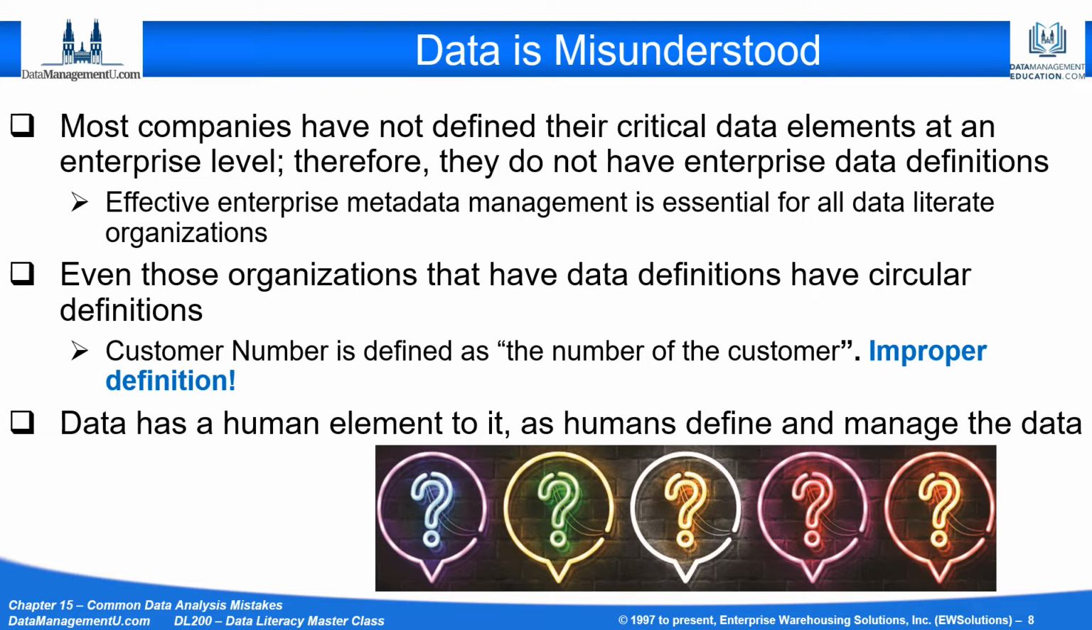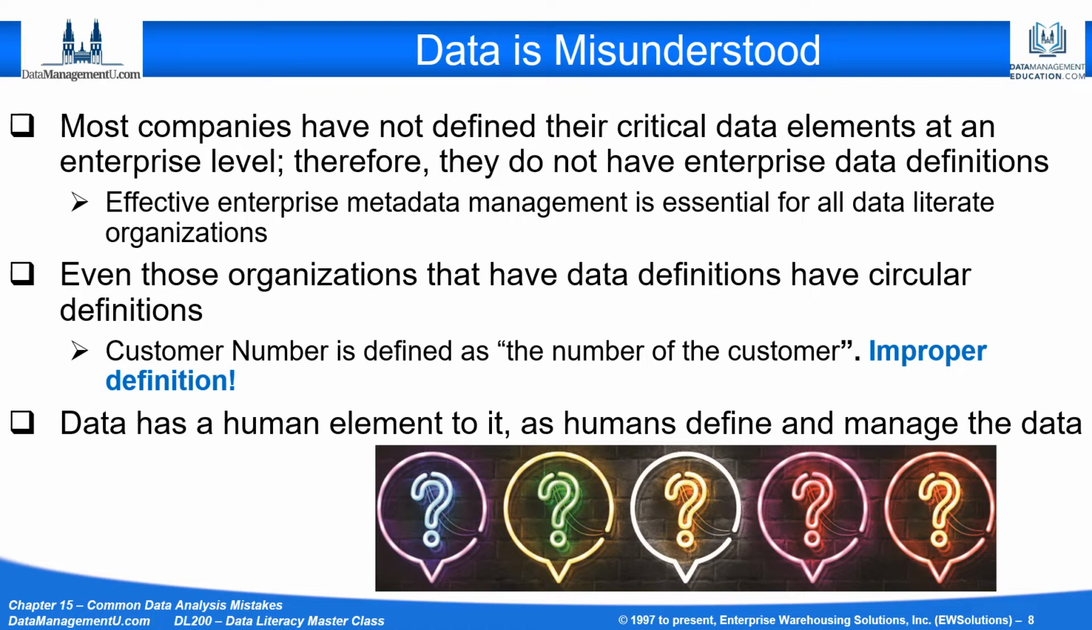The classic example is, let's suppose we have a critical data element of customer number, and they define a customer number as the number of the customer. This is an awful definition. Why? It's circular, meaning the definition itself tells you nothing in addition to what the name of the business term tells you. Because customer number is the exact same information as the number of the customer. Terrible definition. We see these all the time in the real world.